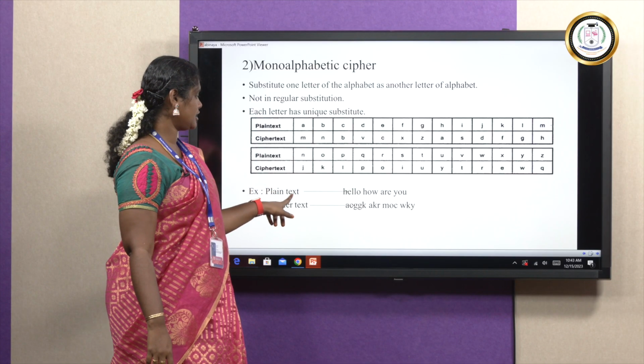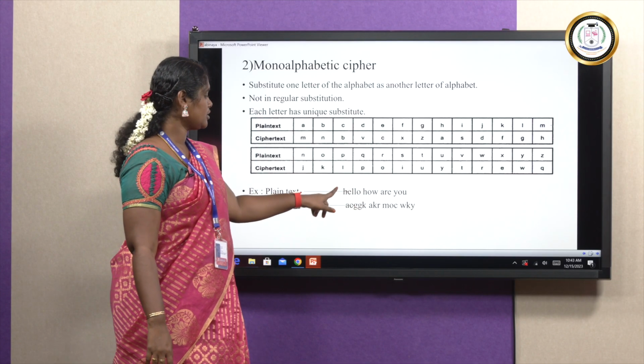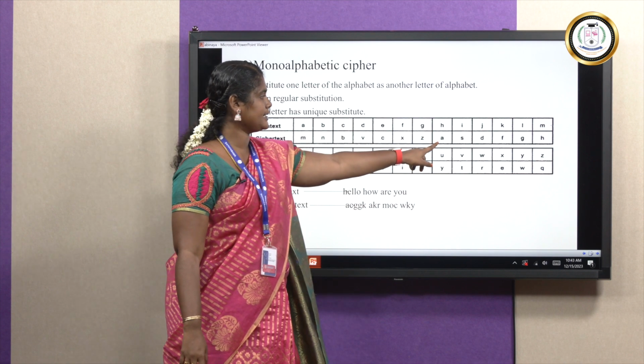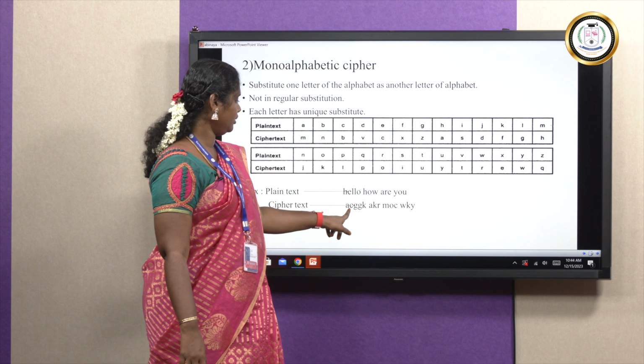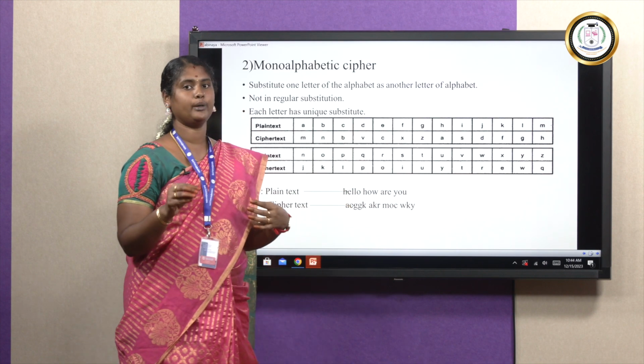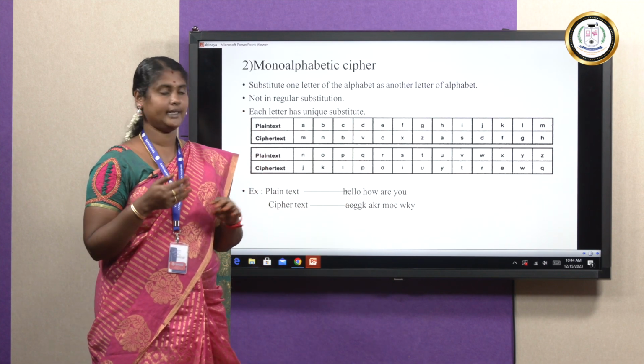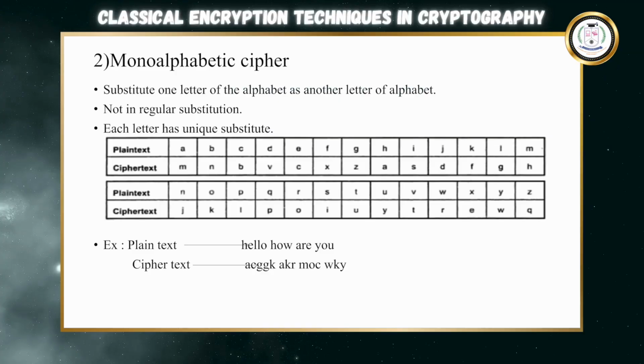So for example, this is your plain text, hello, how are you? Instead of H here I am replacing A. So A. Instead of E I am replacing C. So C. Like that you can do an encryption. Likewise here again we need to send the tabular column to our receiver, then only he can retrieve the original data. So that is a mono-alphabetic cipher.